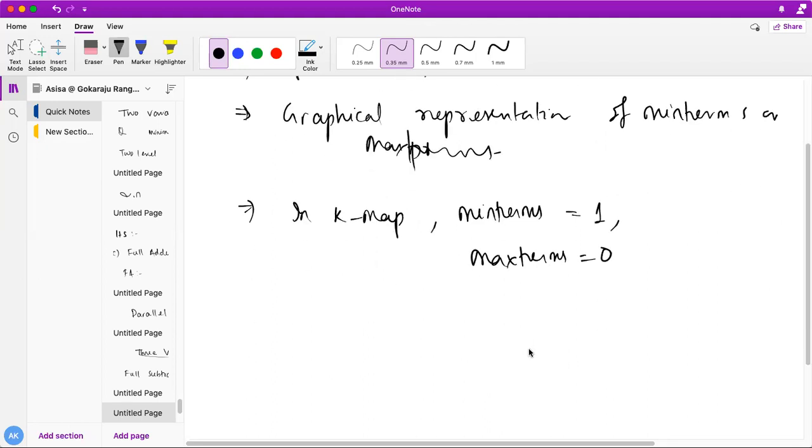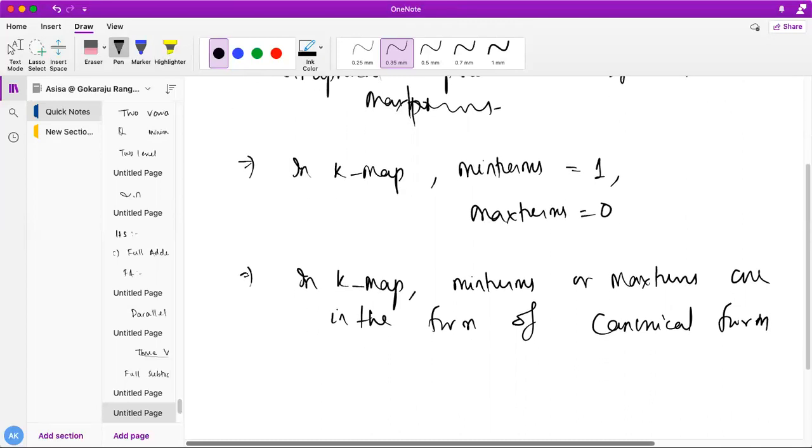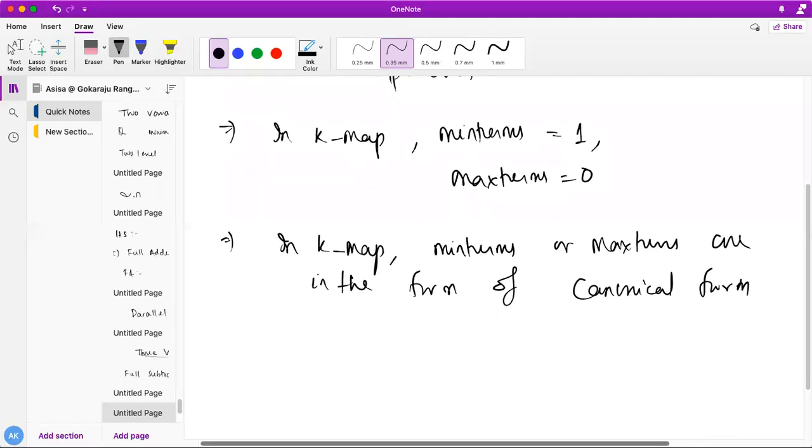Mainly in K-map also, the minterms and maxterms are in the form of canonical form. What is canonical form? You know all this. The canonical form is nothing else. In the SOP or POS, all the terms must consist of all the variables, either in the form of true form or in the form of complement form.